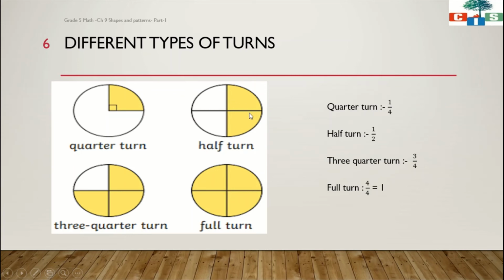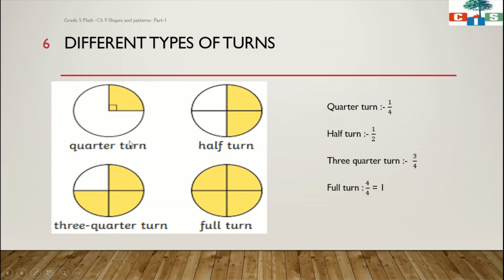Now this shaded part in the second figure, two quarters are shaded, it means a half turn. Suppose one object is standing at A and after rotating it has reached over here, it means the object has covered a half turn, and half is also known as 1/2. So next is the 3/4 turn. Suppose object A is standing over here and after rotation it has reached over here. It means the object has completed 3/4 turns and it is represented by 3/4.